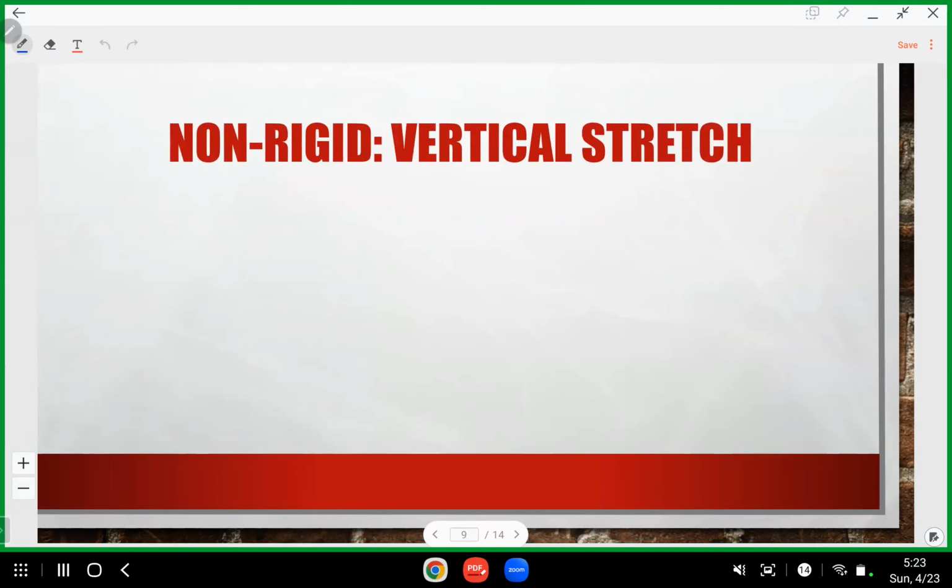Then I'd like to go over some of the non-rigid transformations, starting with the vertical stretch. With the non-rigid vertical stretch, again, we need to know that non-rigid means it does change the shape. With the rigid transformations, it does not change the shape. It changes the location only, but now it does change the shape. So let's go over those.